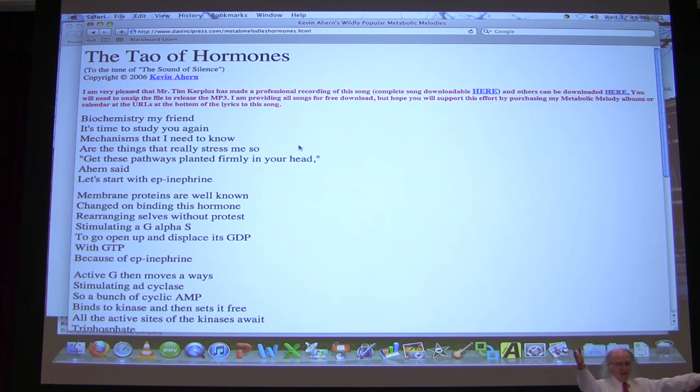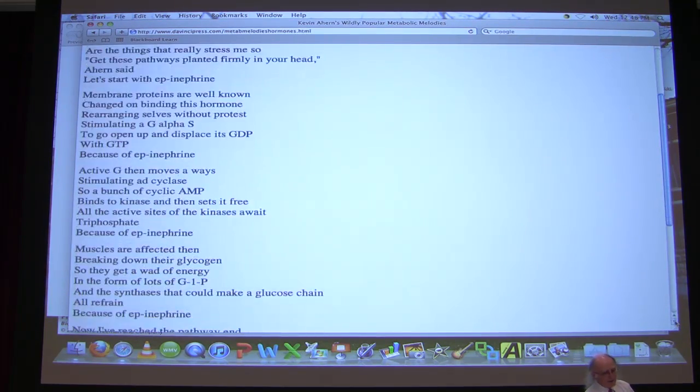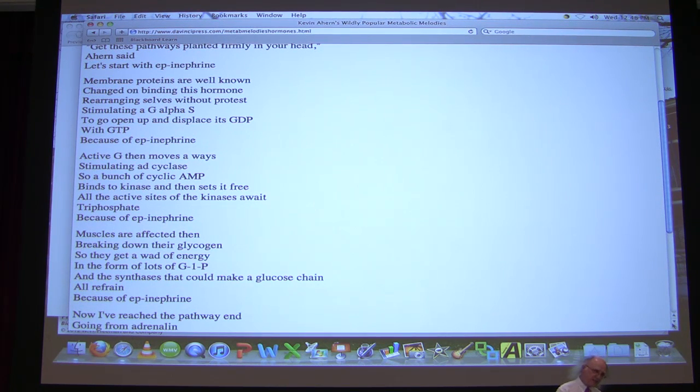Biochemistry, my friend, it's time to study you again. Mechanisms that I need to know are the things that really stress me so. Get these pathways planted firmly in your head. Ahern said, let's start with epinephrine. Membrane proteins are well known, changed on binding this hormone, rearranging cells without protest, stimulating G-alpha-S to go open up and displace its GDP. With GTP, because of epinephrine.